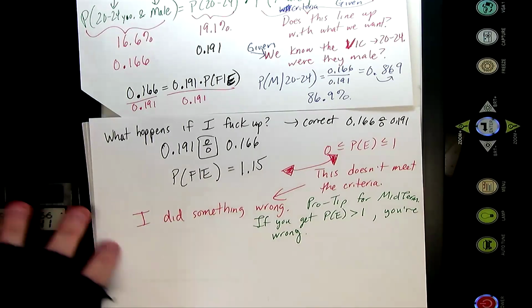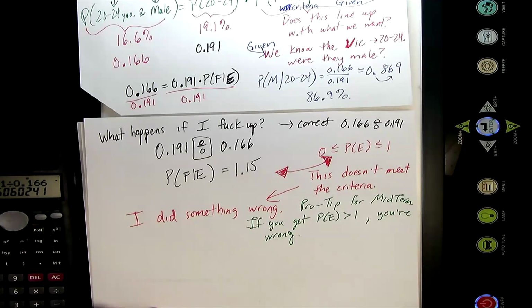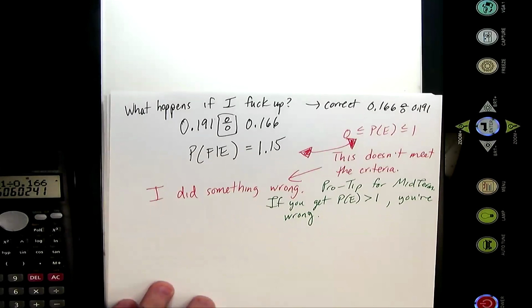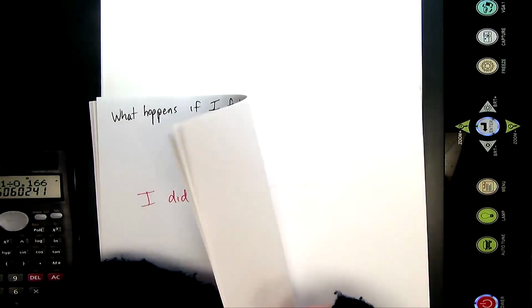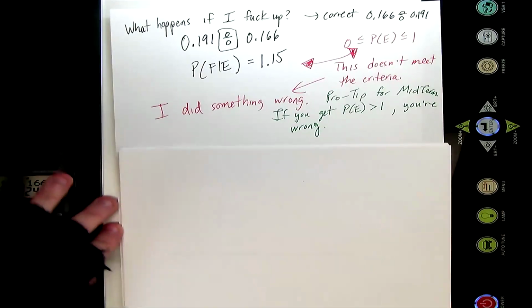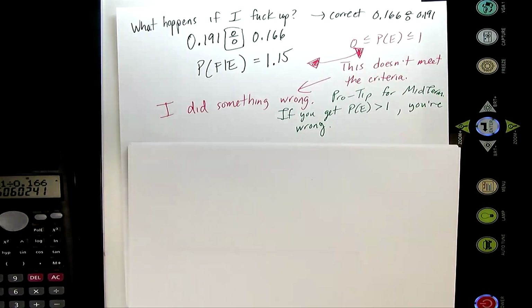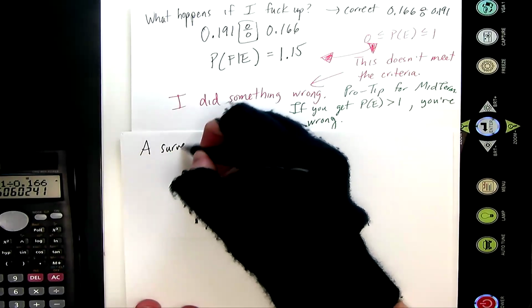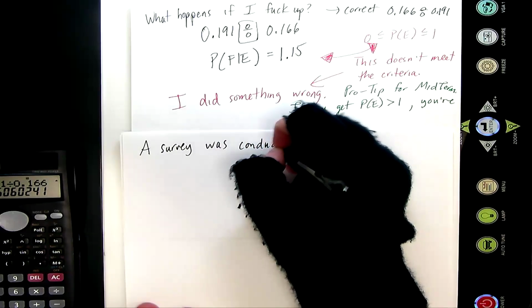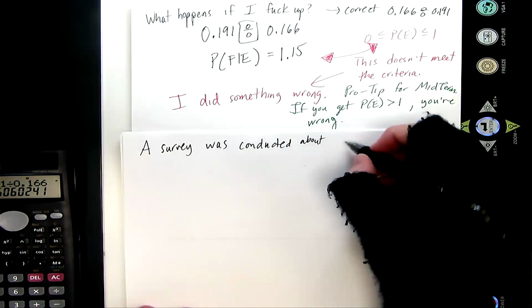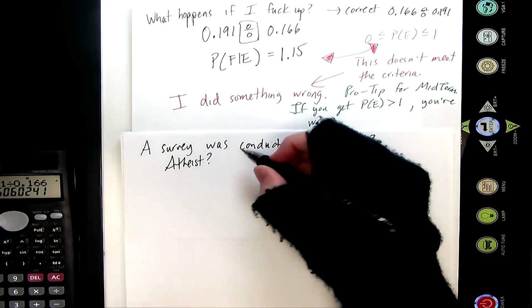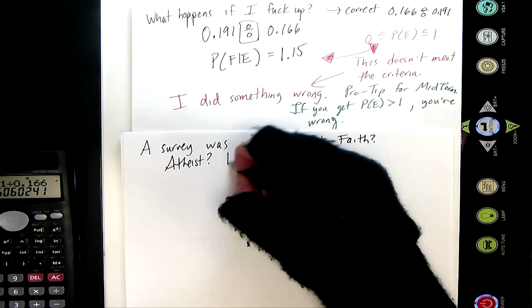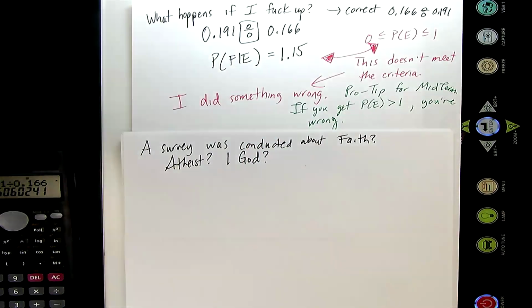Let's look at another type of scenario. I said we could also do this stuff with counts rather than probabilities. Let's take a look at a situation that has that. A survey was conducted about faith. Are you a non-believer or an atheist? Did you believe in the one God? Or the Christian God? It was probably done in America, so it was probably Christian. But I don't know that it was specified, it might have just said God.